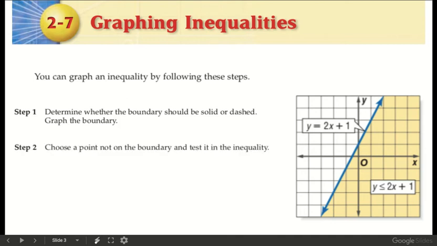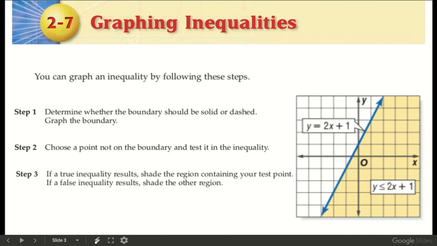Step 2, choose a point not on the boundary and test the inequality. So one of the things that will come up is a lot of times we'll test 0, 0, because it's really easy to substitute 0 in for x and y and see if that works as a solution. The only time you cannot pick 0, 0 is if it's on the line, because the whole point of testing the coordinate is to see what side of the line you should be shading.